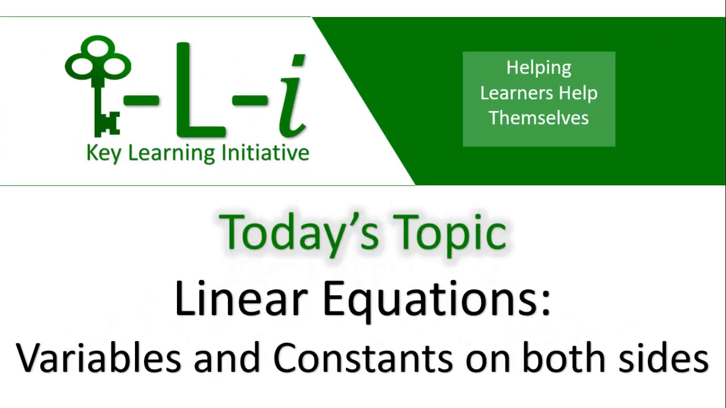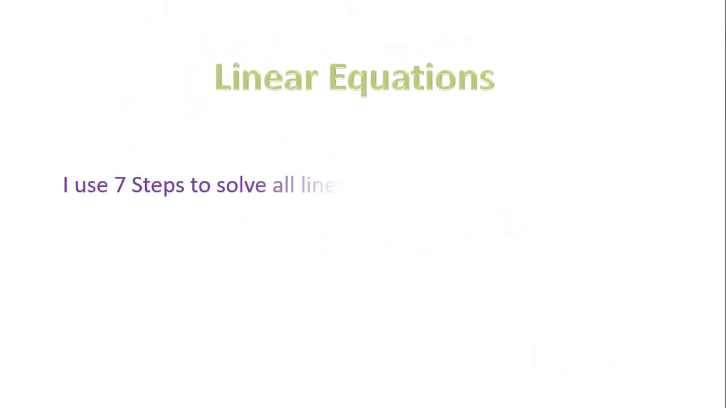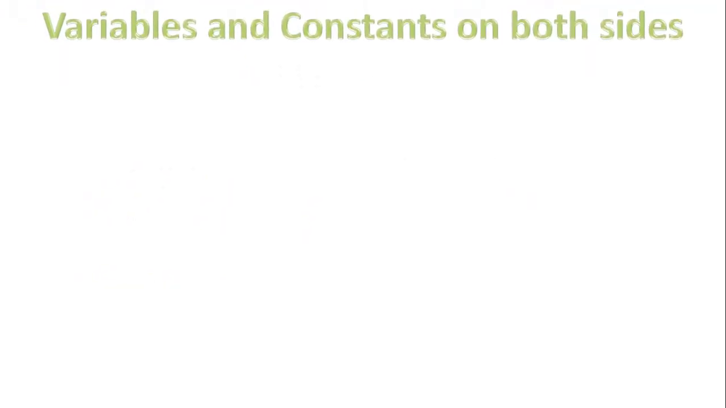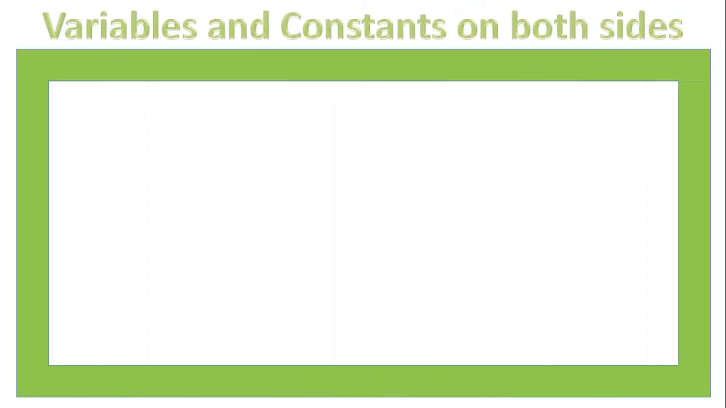Today's topic is linear equations, variables and constants on both sides. So, linear equations. I use 7 steps to solve all linear equations. All 7 can be found in the first comment below. Today, however, I'm only using step 4 to step 7. Okay, let's have a look at these steps.